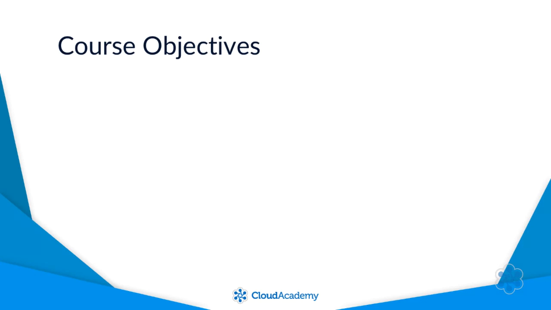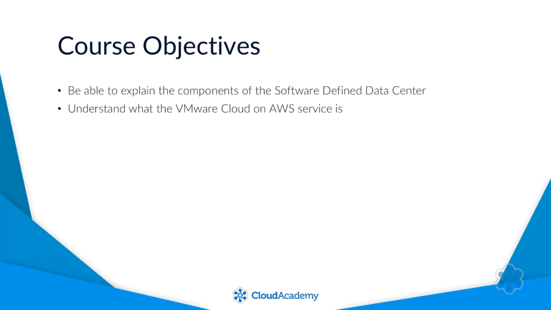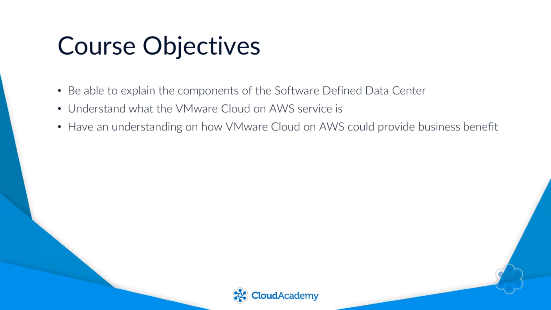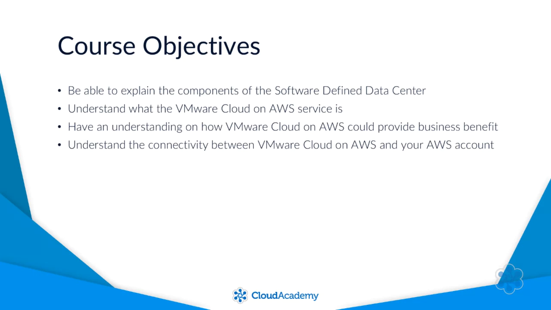The objectives for this course correlate closely to the lectures provided, and so by the end of this course, you will be able to explain the components of the software-defined data center provided by VMware, understand what the VMware Cloud on AWS service is, have an understanding on how VMware Cloud on AWS could provide benefits to you and your business, have an awareness of how VMware Cloud on AWS connects to your AWS account and how you could provide communication between that and your SDDC.